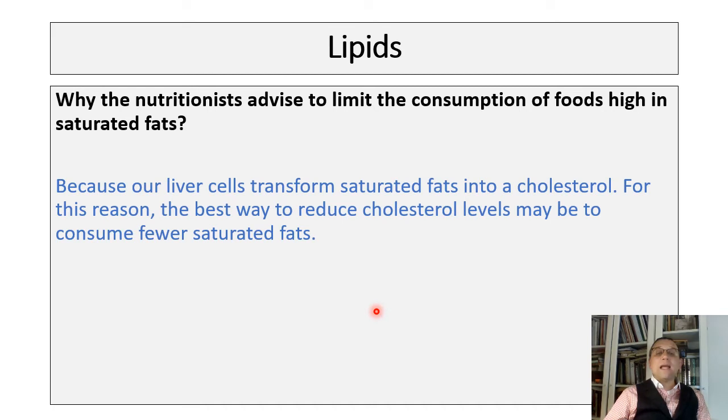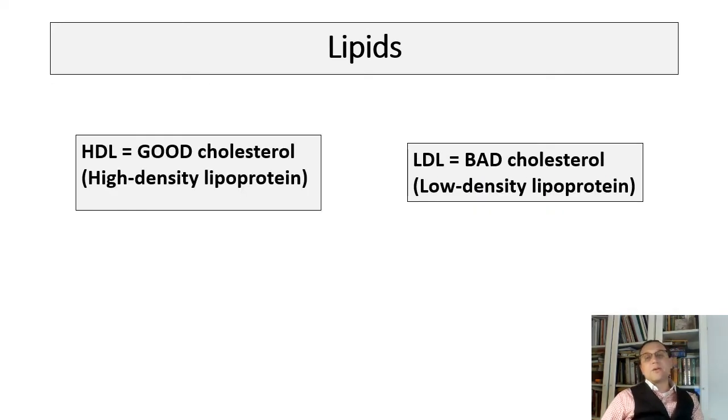Question number one, why is a nutritionist advised to limit the consumption of foods high in saturated fats? Because our liver cells transform saturated fats into cholesterol. For this reason, the best way to reduce cholesterol level may be to consume fewer saturated fats. Cholesterol is a waxy, fat-like substance that is found in all cells in your body. Your body needs some cholesterol to make hormones, vitamin D, and substances that help you to digest food. Your body makes all the cholesterol it needs.